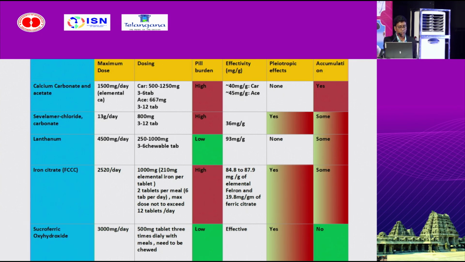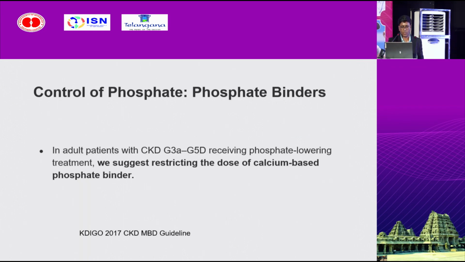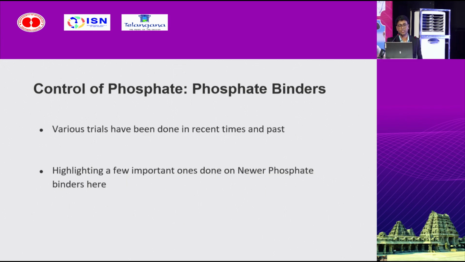And sucroferric oxyhydroxide, it comes as a chewable tablet in the strength of 500 milligram. 3 tablets per day can be used and increased up to 3000 milligram per day, and the phosphate binding capacity is 130 milligram per gram. So even KDIGO suggests restricting the dose of calcium-based phosphate binders in CKD stage 3 and stage 5D.